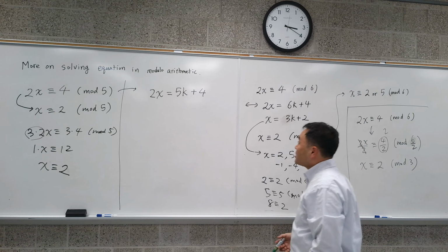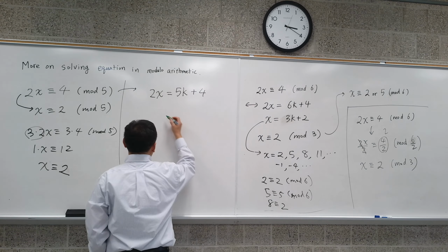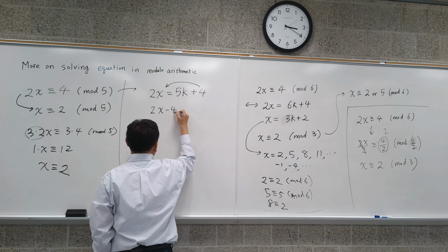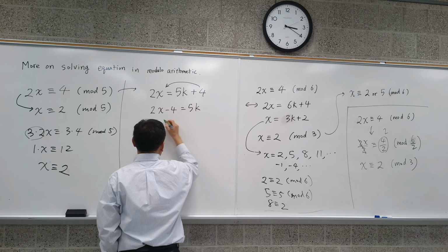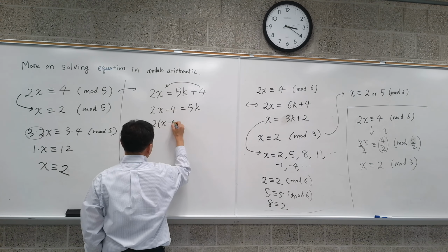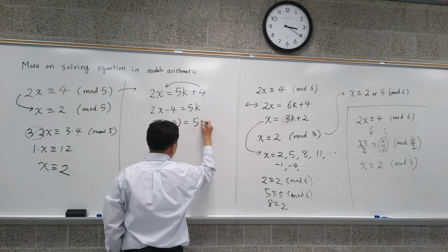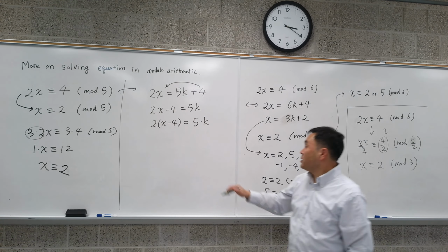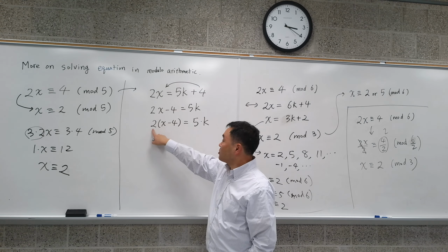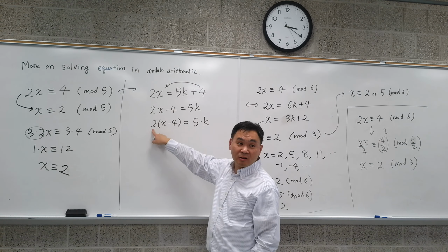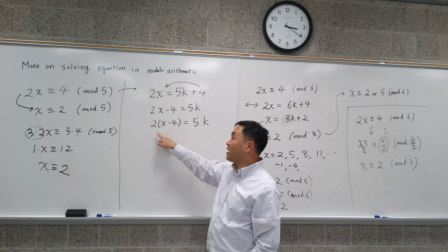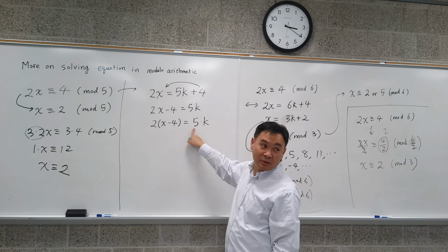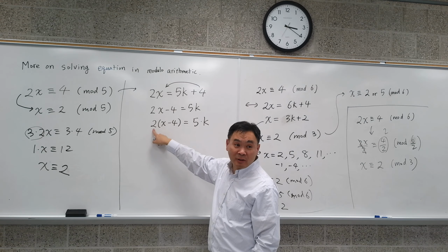Now, it requires slightly more argument than before. So you first subtract the 4 this side, and then you get 2 times x minus 4 is equal to 5 times k. Now, does 5 have 2 as a divisor? And the answer is no. 5 is only divisible by 1 or 5, or negative 1, negative 5. So it's not divisible by 2.